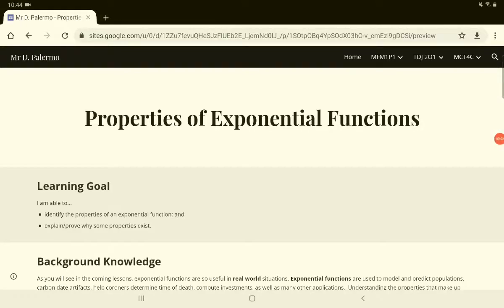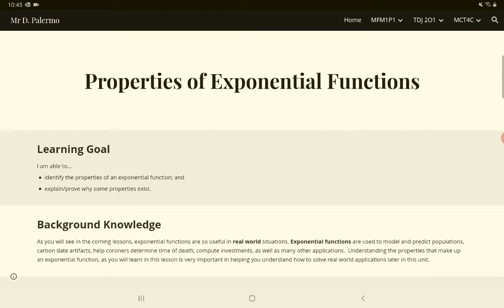Okay, next up we have lesson 2, which is properties of exponential functions. In this lesson, we're going to go into a lot more detail regarding exponential functions and their graphs, and a little bit about their table of values as well. Our learning goal is to identify the properties of an exponential function and then explain and prove why some of those properties exist.